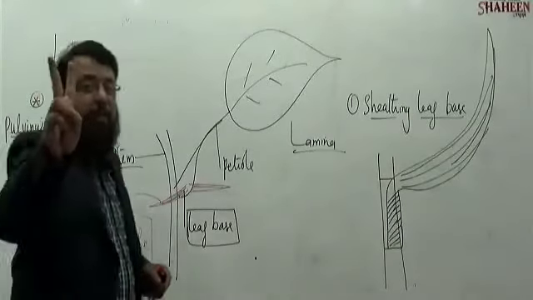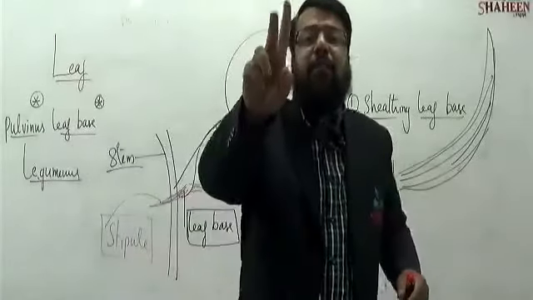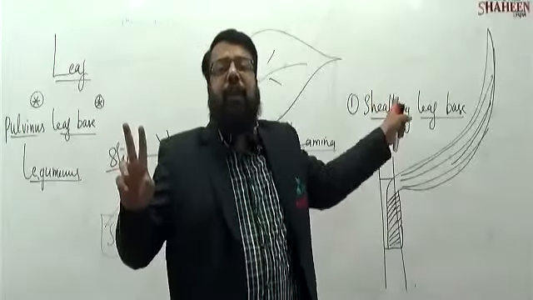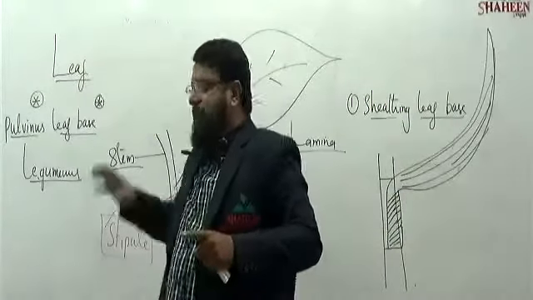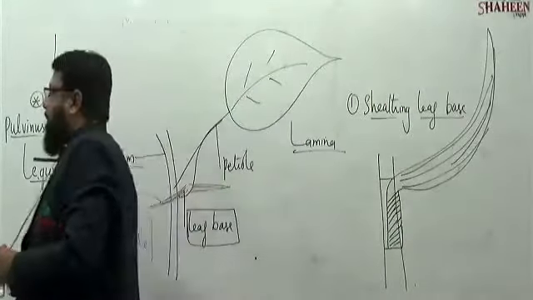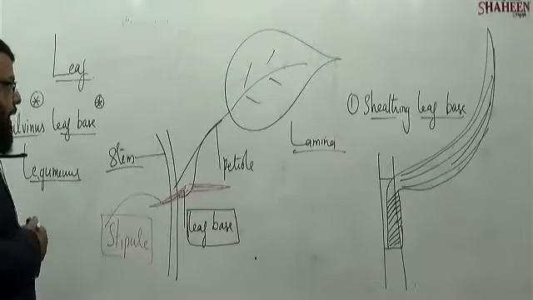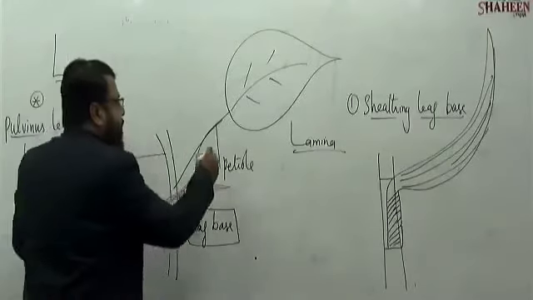So how many types of leaf bases are there? Two types of leaf bases are there. What are the two types? One is the sheathing leaf base, and another one is the pulvinous leaf base. Okay. Now the leaf base is over.